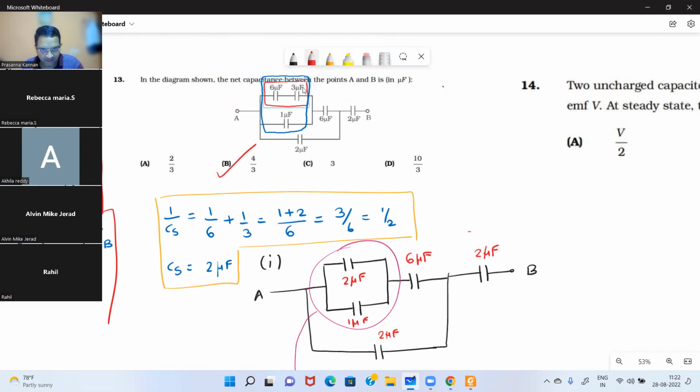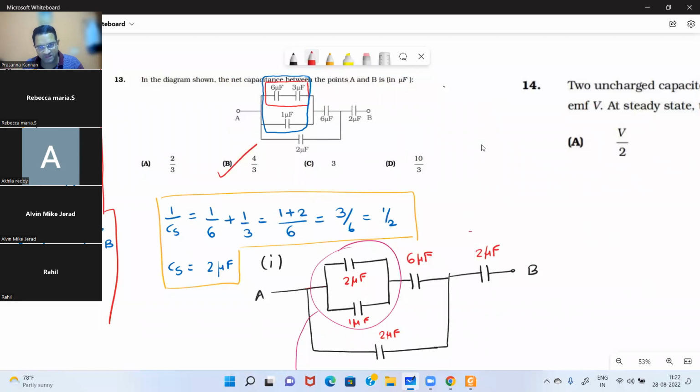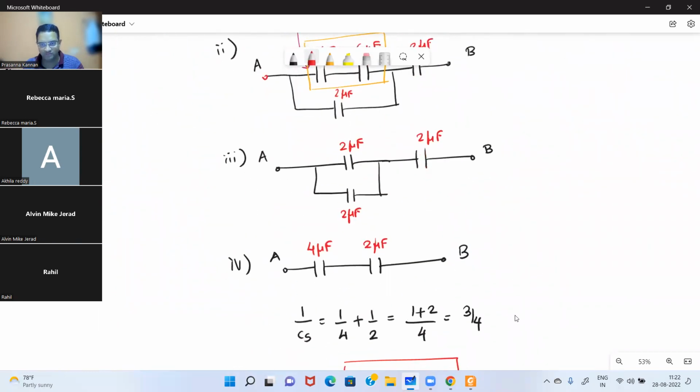6 and 3 are in series. The effective capacitance will be 2. That 2 and 1 are in parallel, so it will become 3. 3 and 6 in series becomes 2. 2 and 2 in parallel become 4. 4 and 2 in series will become 4 by 3.